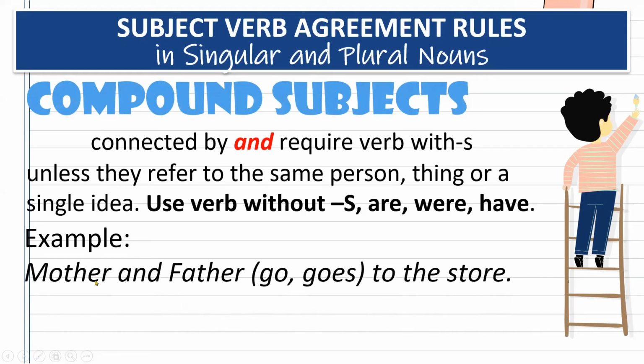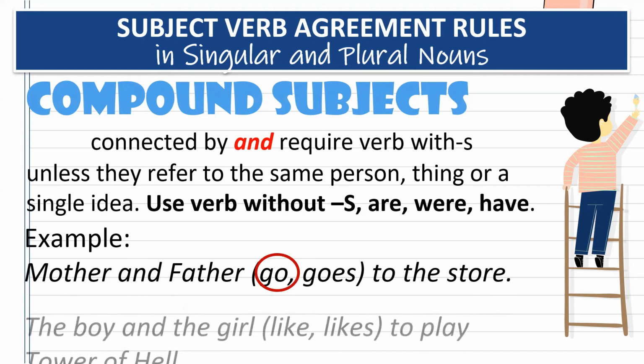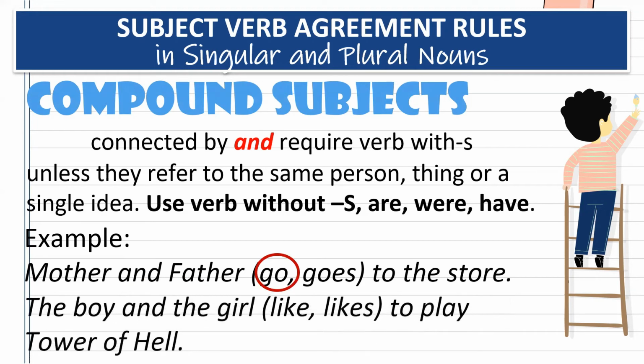So as we can see, there are 2 nouns in the sentence. We have mother and father. This tells us that the subject is plural. Therefore, our verb should be go. Let's have another example. The boy and the girl likes to play Tower of Hell. In this sentence, the boy and the girl are different persons, giving us 2 subjects. And as the rule suggests, we must use the verb without S or are, were, and have. In this sentence, we must use like.